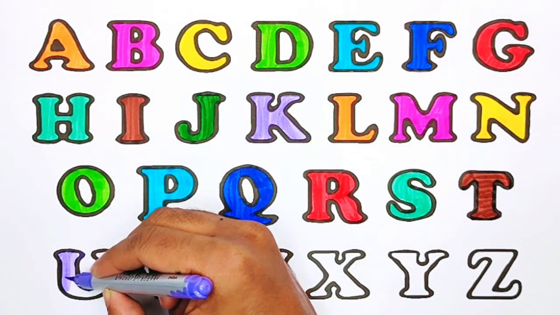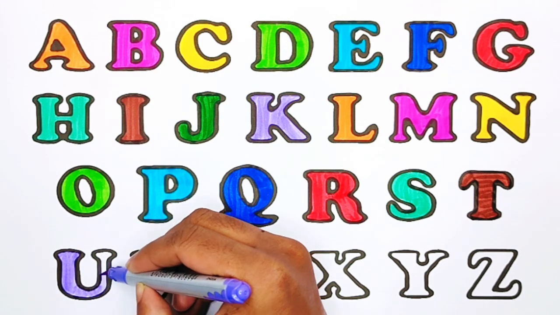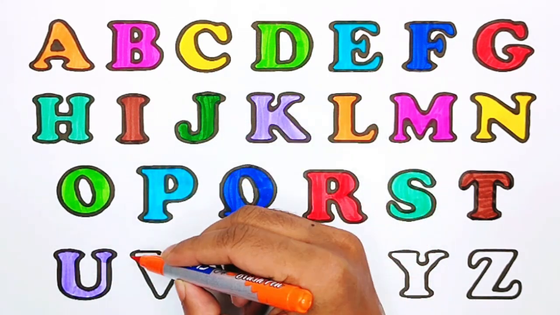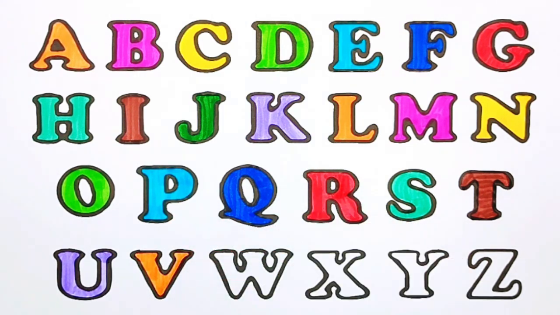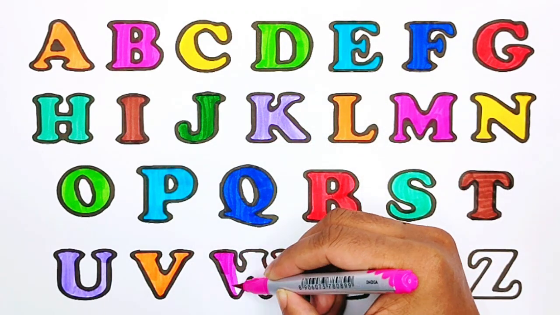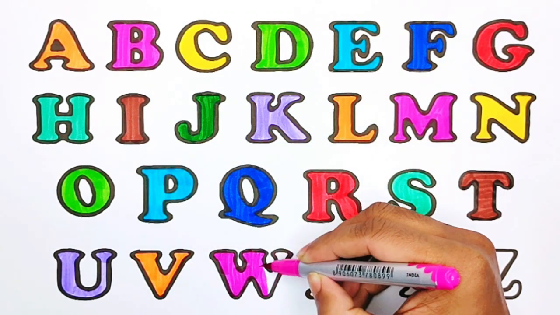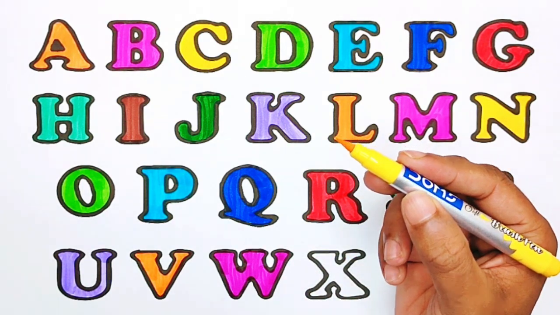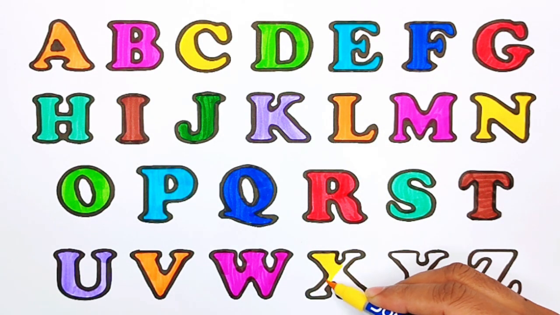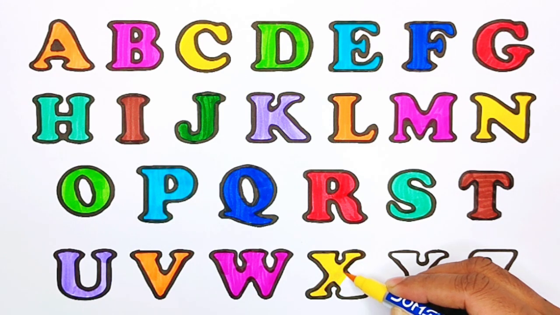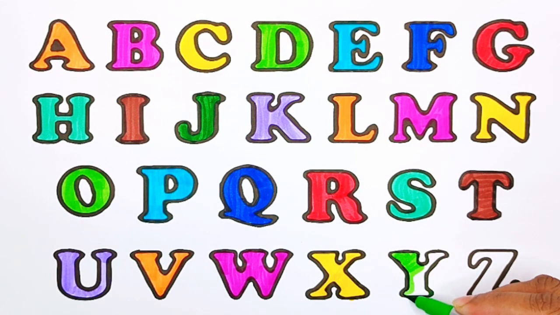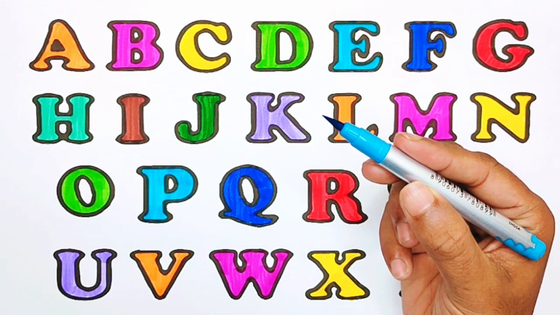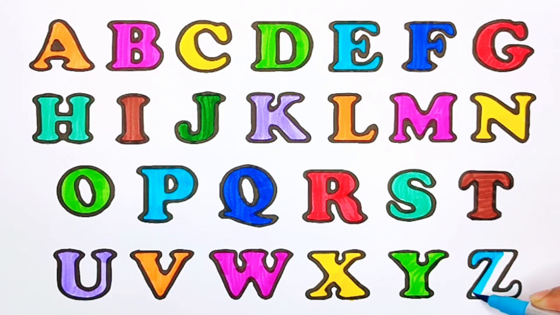U for umbrella. Orange color. V for Venus. Pink color. W for winter. Yellow color. X for Xmas tree. Light green color. Y for yogurt. Sky blue color. Z for zigzag.